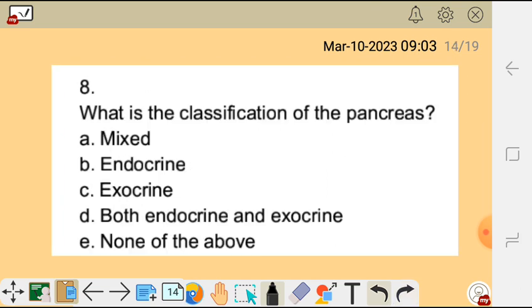Question 8. What is the classification of the pancreas? A. Mixed. B. Endocrine. C. Exocrine. D. Both endocrine and exocrine. And E. None of the above. So classification of the pancreas, we say the pancreas has both endocrine and exocrine. So the correct answer for question 8 is D.